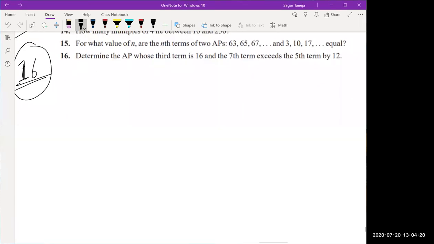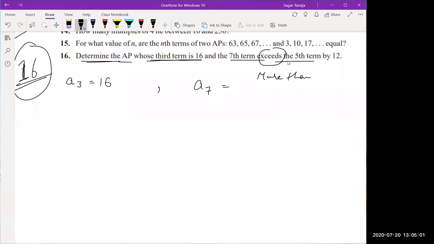Question number 16. Determine the AP. We have to find out which AP they are talking about. Determine the AP whose third term is 16 and seventh term exceeds the fifth term by 12. So the AP where the third term is 16, and where the seventh term exceeds, means more than, the fifth term.